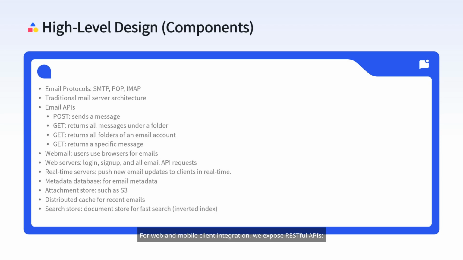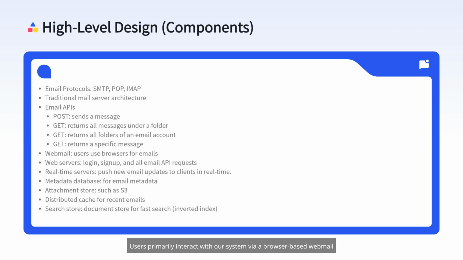Email APIs for web and mobile client integration. We expose RESTful APIs: POST /messages to send an email, GET /messages to retrieve all messages under a folder, GET /folders to fetch all folders, e.g., inbox, sent, and GET /messages/ID to retrieve a specific message. These APIs enable programmatic and browser-based interaction, essential for modern usage.